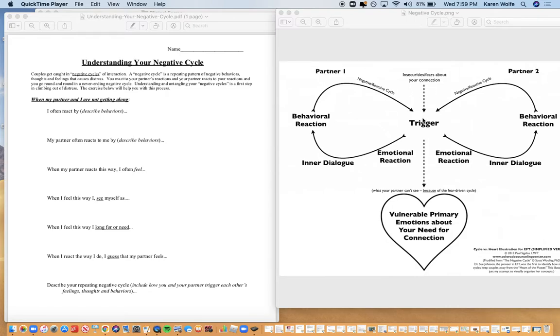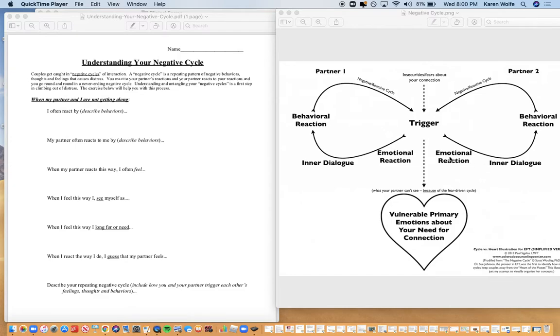So what happens when there is a trigger is that we have what we call an initial limbic appraisal. Our limbic system is very fast. Its job is essentially to use emotion to appraise if we're safe or in danger. That's it. That's what it does. And so we have a quick emotional reaction, that sort of knee-jerk emotional reaction. Maybe we feel frustrated or afraid or defensive. Then there's an inner dialogue, which is what we say to ourselves.